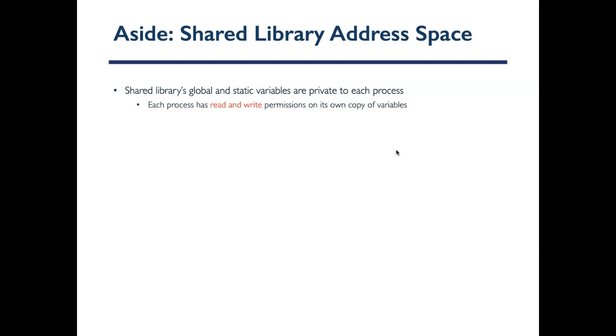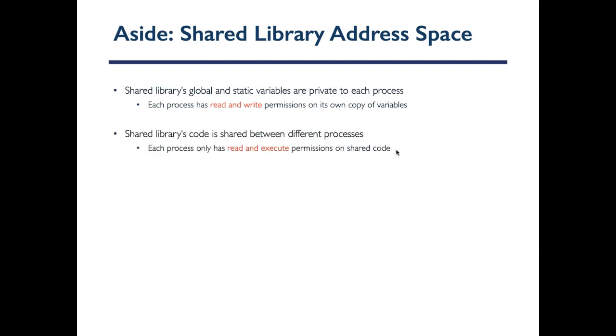Now, what about the code? We're going to share the code, right? That was the whole purpose of it. Now, we can actually make processes share the code. We can give read and execute permission to each process. Now, what could be an issue when multiple processes share the same code?